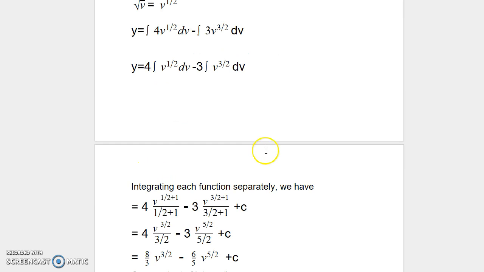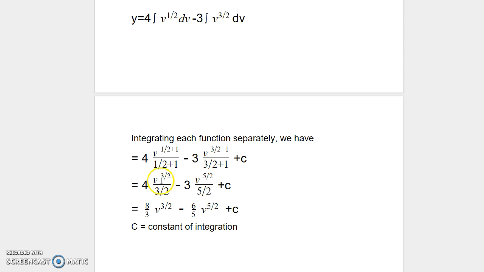Let's go back to our example. We have 4 times integral v to the power of 1/2. In our case, n is equal to 1/2, so we apply the power rule here. 4 times v to the power of 1/2 plus 1 divided by whatever we have in the power term, which we write in the denominator as 1/2 plus 1, minus 3 times integral v to the power of 3 over 2 dv, which we can write as v to the power of 3 over 2 plus 1 divided by 3 over 2 plus 1, plus c, a constant of integration.